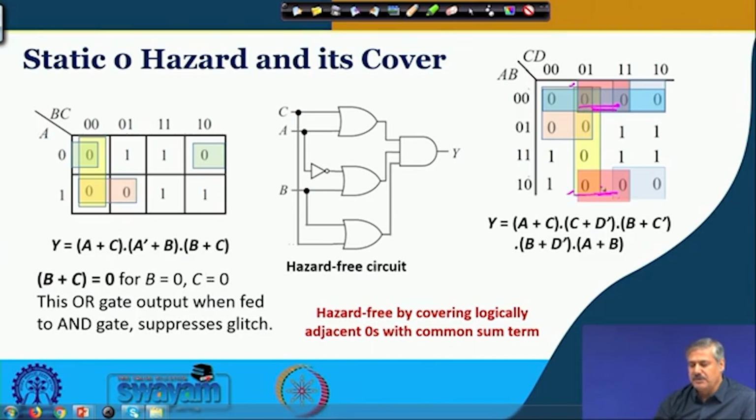And for that what are we having? In this, b is remaining constant with 0 and d is remaining constant with 1. So, b plus d prime is the term that will be required.